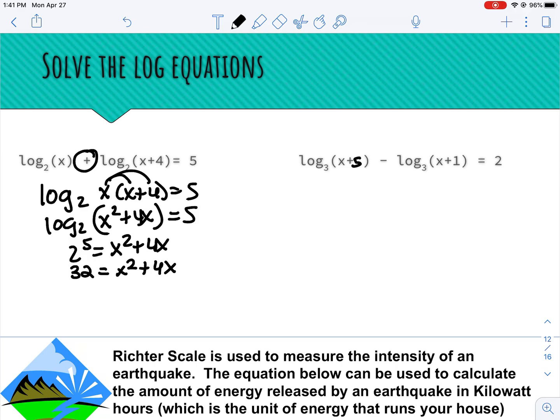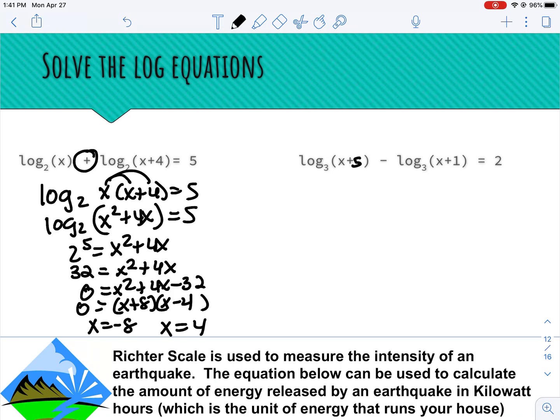Now this one's quadratic. So quadratics, you have some options. You could do square root method. You can do the trident or trinomial or backwards foiling. You could do quadratic formula. I think this one, since it looks like a trinomial, I'm going to go ahead and do factoring. So I can do plus 8 and minus 4. And if I solve those, I'm going to get x is negative 8 and x is 4.